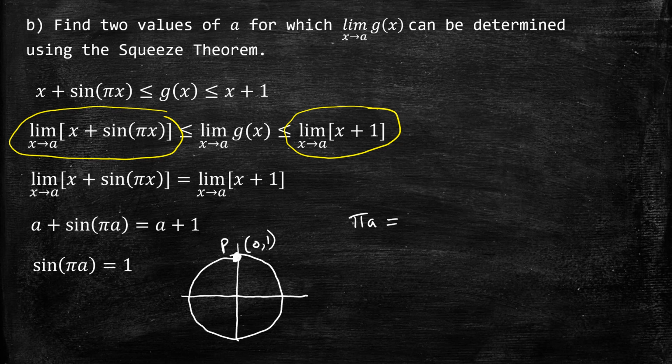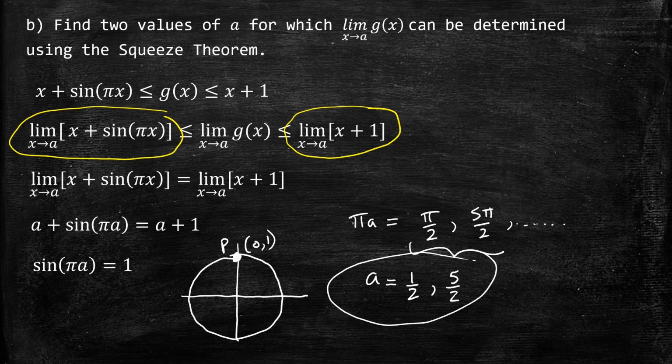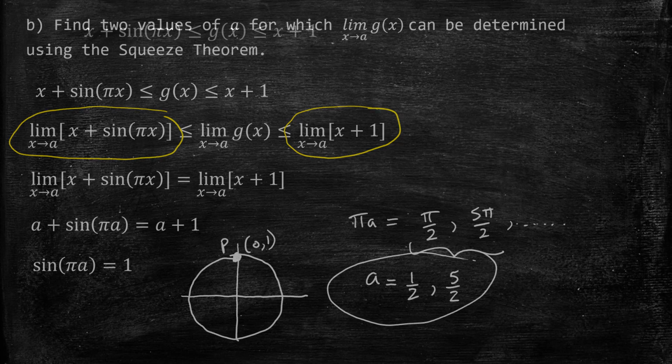So we know that, for example, pi over 2 would get us there, 5 pi over 2, etc., and some negative counterparts. But since I only asked for 2 values, let's just focus on these ones. And if I divide through by pi, then when a is a half or a is 5 halves, I have 2 values for which I think we can work out the limit of g of x.